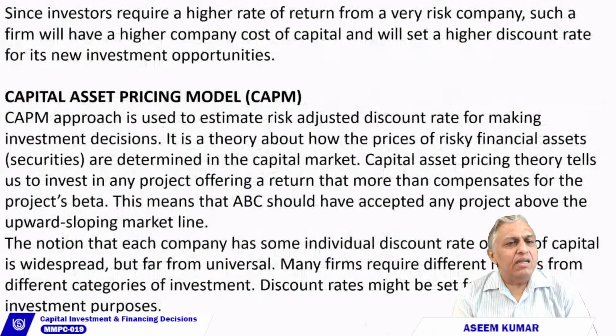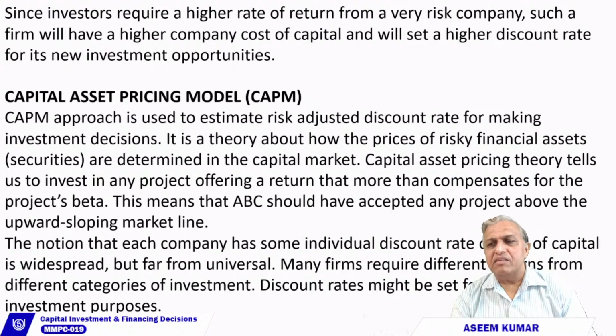The capital asset pricing model, CAPM, as it is abbreviated. The CAPM approach is used to estimate a risk adjusted discount rate for making investment decisions. It is a theory about how the prices of risky financial assets, securities, are determined in the capital market. Friends, capital asset pricing theory tells us to invest in any project offering a rate of return that more than compensates for the project's beta. This means that ABC should accept any project above the upward sloping market line.